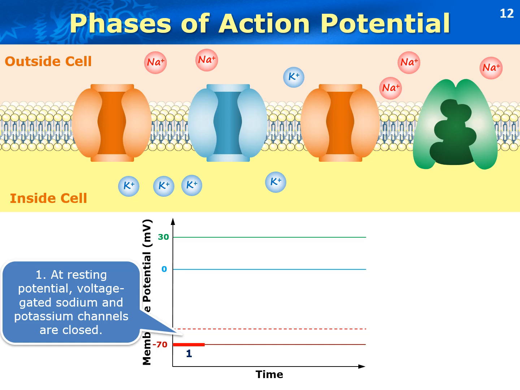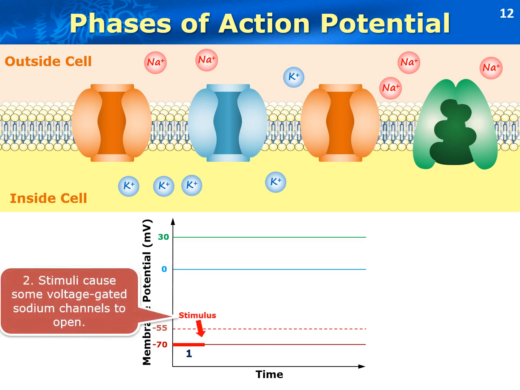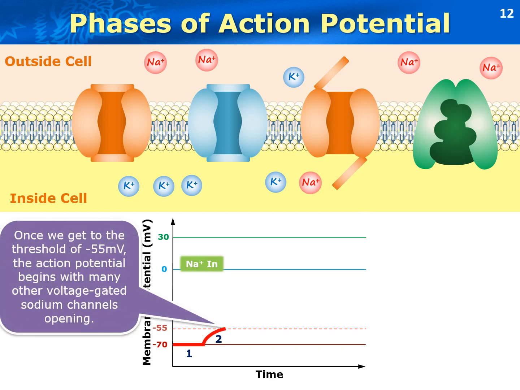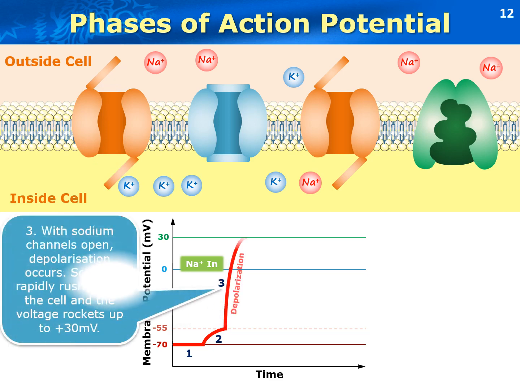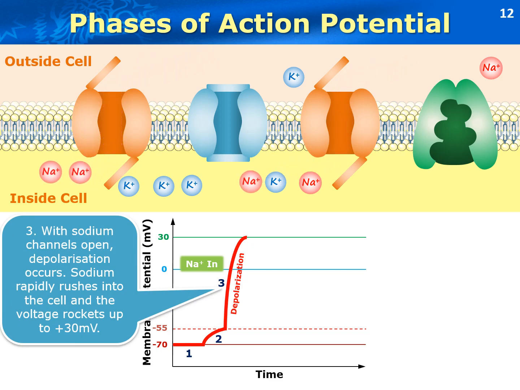Then, the stimuli, such as light and sound, cause some voltage-gated sodium channels to open. Once we get to the threshold of minus 55 millivolts, the action potential begins, with many other voltage-gated sodium channels opening. With the sodium channels opening, depolarization occurs. Sodium ions rapidly rush into the cell, and the voltage rockets up to positive 30 millivolts.